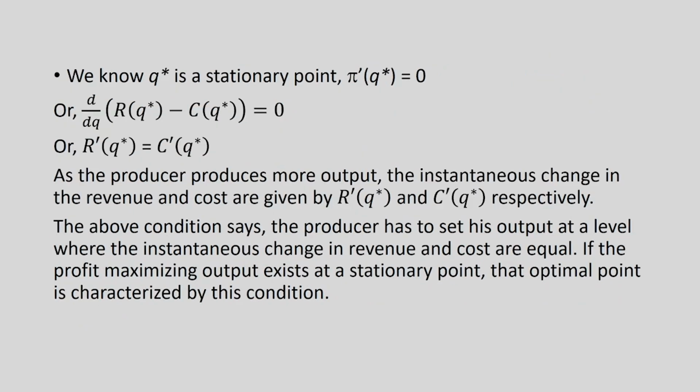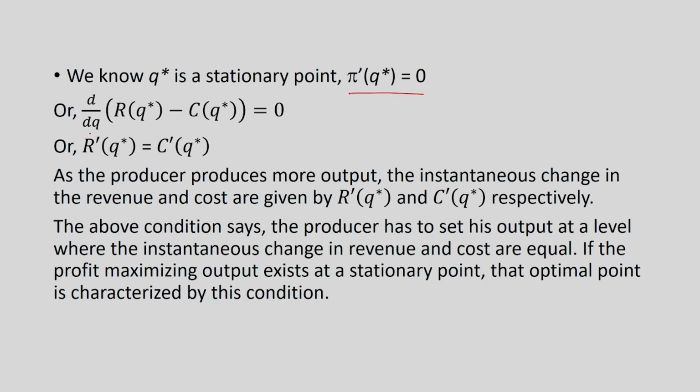So, if it is inside, it is an interior point, then it must be a stationary point because it is a differentiable function. So, there cannot be cases of kink points. So, there is only one possibility that this is a stationary point. So, Q star is a stationary point. So, if it is a stationary point, then we can identify it by this necessary condition that pi dashed Q star is equal to 0.